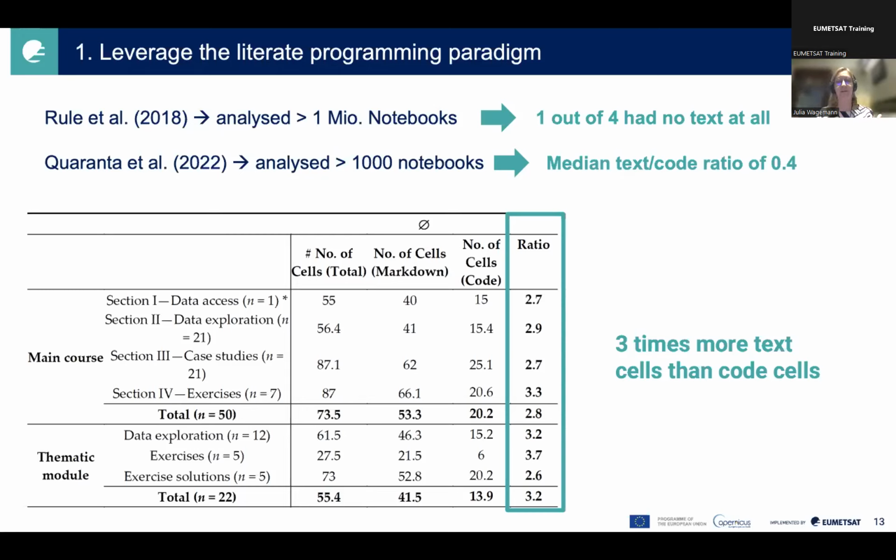As part of our study last year, and also as part of the paper which we published, we also analyzed the notebooks of the LTPY training course and built the ratio between text and code cells. You see here the different modules on data access, data exploration, case studies, and exercises, the total number of cells, then the number of markdown cells versus the number of code cells. And then we built a ratio. And we see here that on average, our notebooks had 3 times more text cells than code cells.